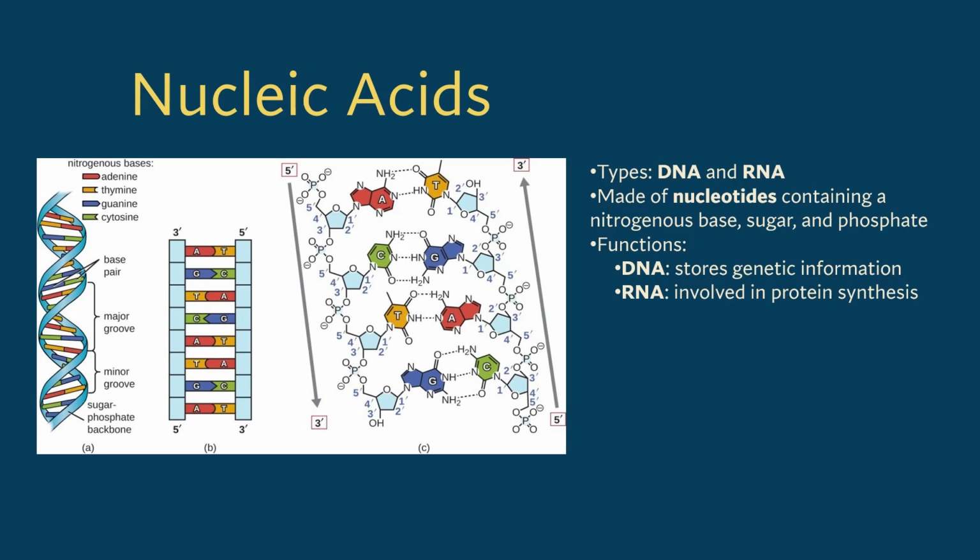The primary function of DNA is to store the genetic information. DNA contains the instructions needed to build and maintain an organism, and this information gets passed on from one generation to the next. RNA plays a role in protein synthesis. Different types of RNA work together to use the information in DNA to build a protein.